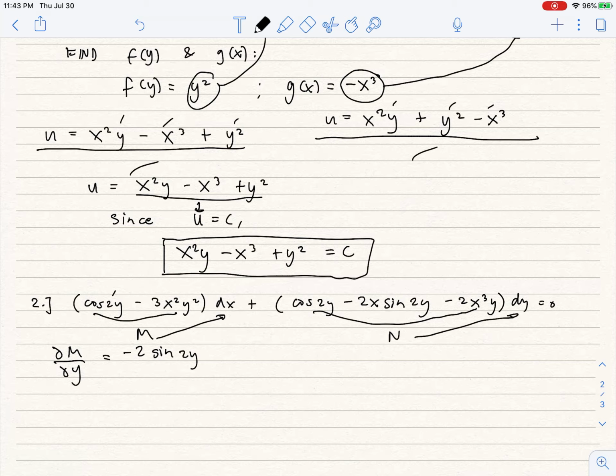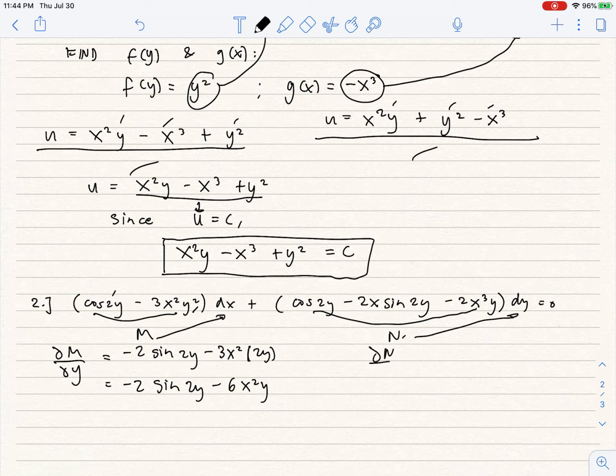The next is, di ba, this whole value is considered as a constant because with respect to y man. So copy lang na, minus 3x squared, then the derivative of y squared, which is 2y. Multiply na siya. So simplify this, we are going to end up with negative 2 sine 2y minus 6x squared y. So we now have the value of the partial derivative of m with respect to y. Okay, next, dira na punta sa n.